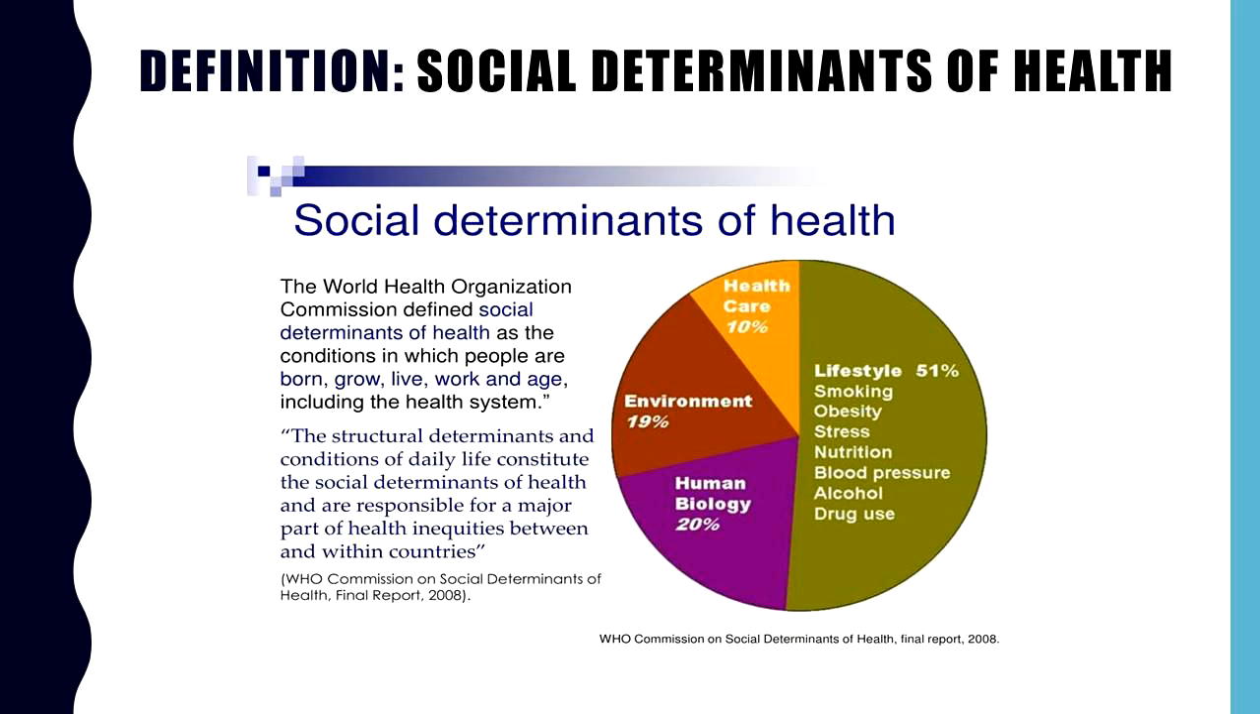The World Health Organization defines social determinants of health as the conditions in which people are born, grow, live, work, and age, including the health system. The structural determinants and conditions of daily life constitute the social determinants of health and are responsible for a major part of health inequities between and within countries.